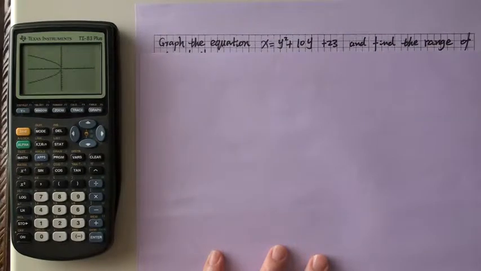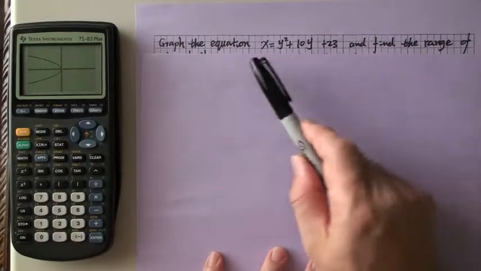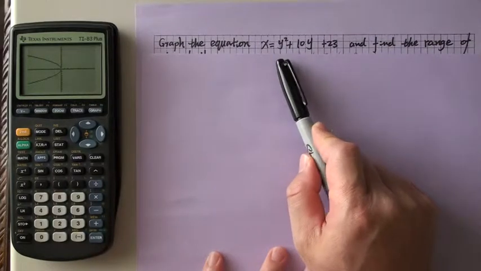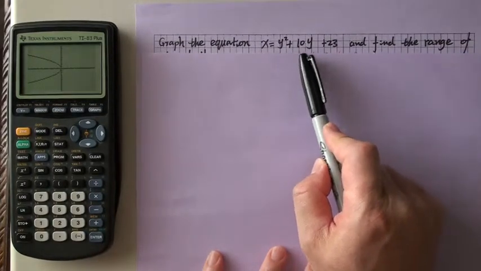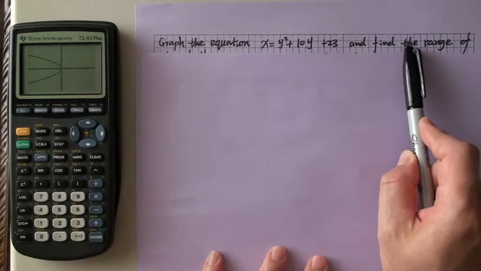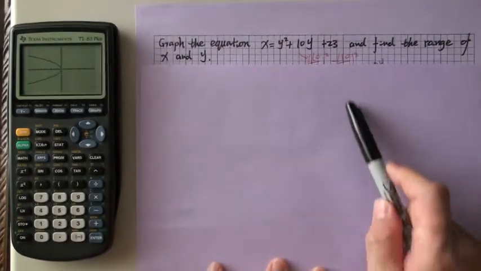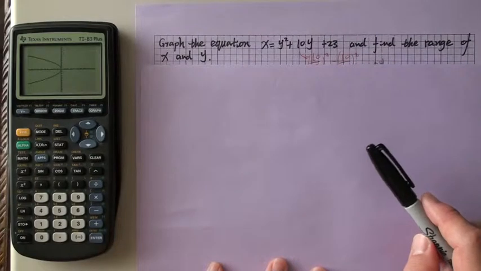In this lecture, we want to graph the equation x equals y squared plus 10y plus 23 and find the range of x and y. This one looks a little bit complicated.